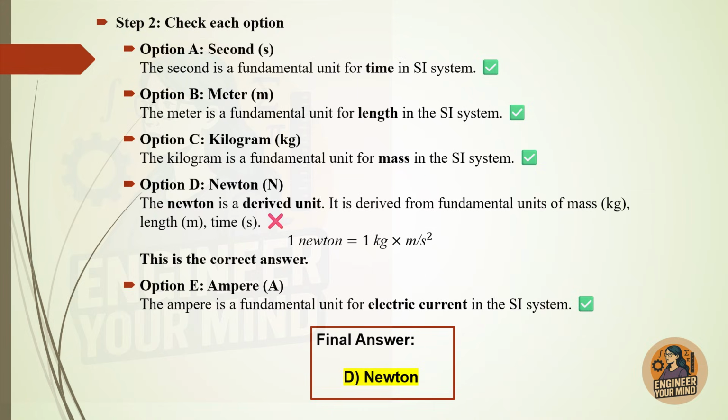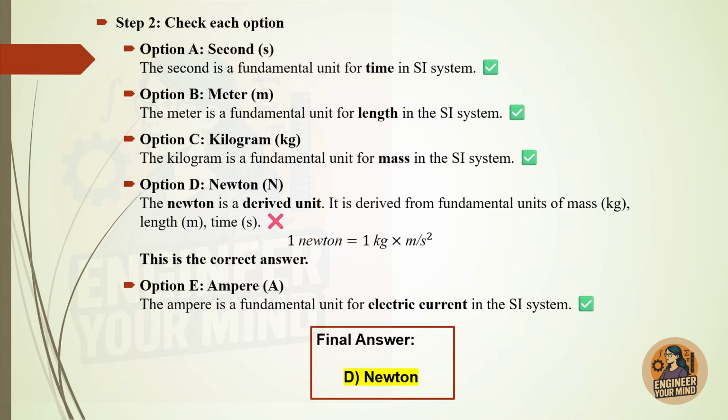Option E, ampere, A. The ampere is a fundamental unit for electric current in the SI system, so this is a fundamental unit. Final answer. The correct answer is option D, Newton, because it is a derived unit, not a fundamental unit.